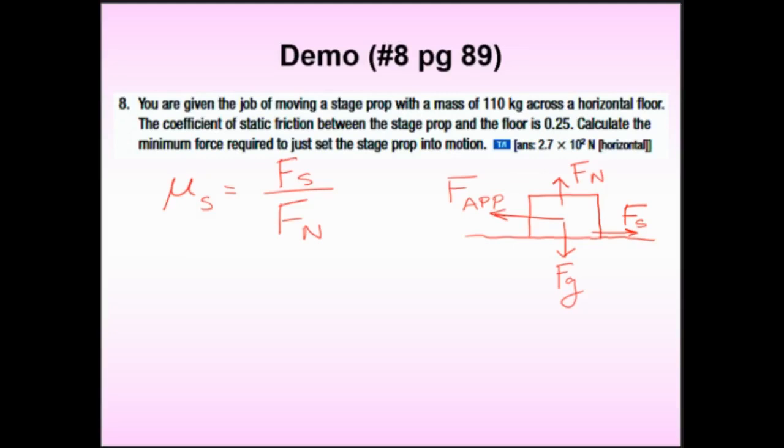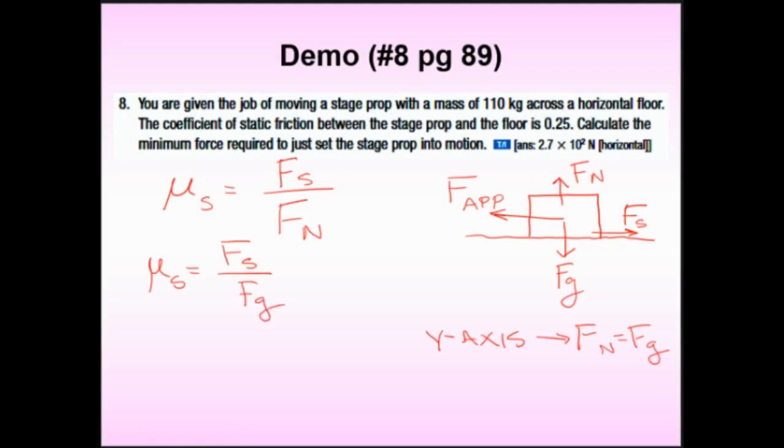So let's just write next here. Let's say y-axis. Fn equals Fg. What does that mean? Can I replace Fn with Fg here? That's the whole idea. See, my FBD told me exactly what to do with the equation. Awesome. So mu_s equals Fs over Fg. Okay.